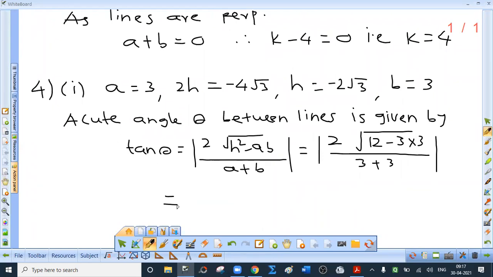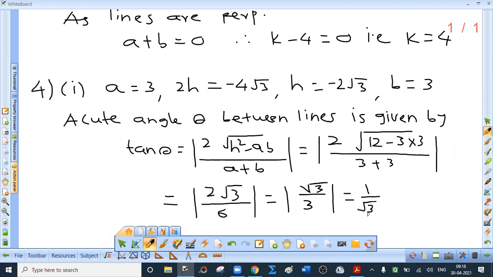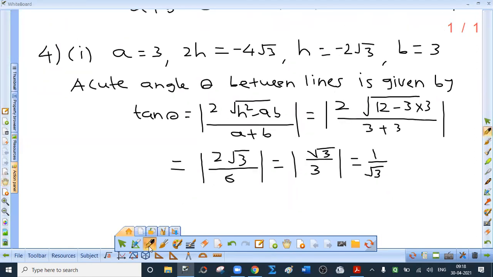Simplify this. So this is twice root 3 upon 6, that is 1 upon root 3. Or I will write one more step, root 3 here upon 3 and then 1 upon root 3. Now can you tell me the acute angle whose tangent ratio is 1 by root 3? 30 degrees. Therefore theta equal to 30 degrees. That is how many radian? Pi by 6 radian.